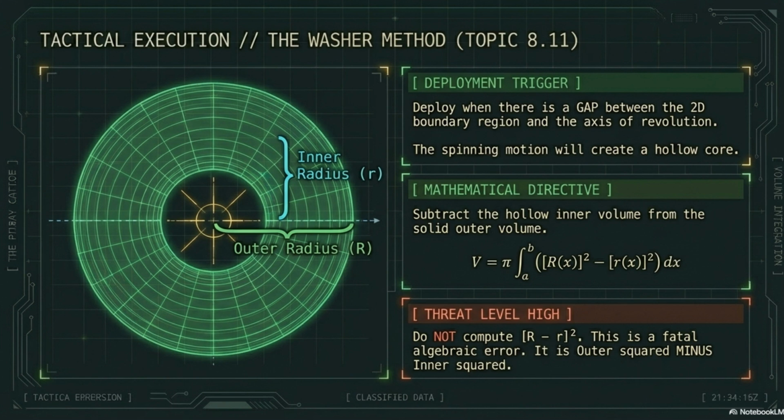Tactical execution for the washer method must be deployed when there is a gap between the 2D boundary and the axis, creating a hollow core. You must subtract the hollow inner volume from the solid outer volume. Threat level high. Do not compute the outer radius minus the inner radius before squaring. It is the outer radius squared minus the inner radius squared.